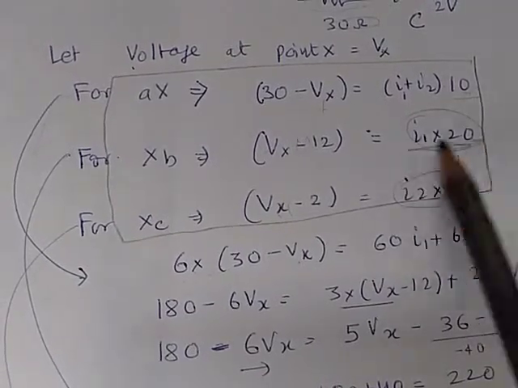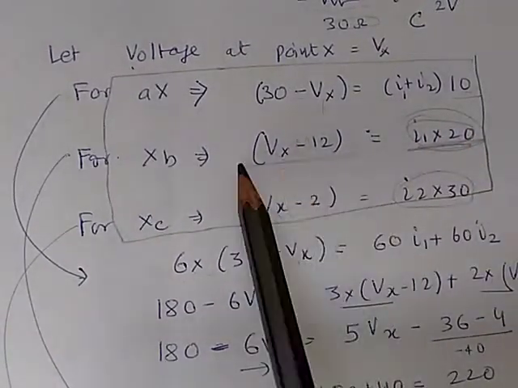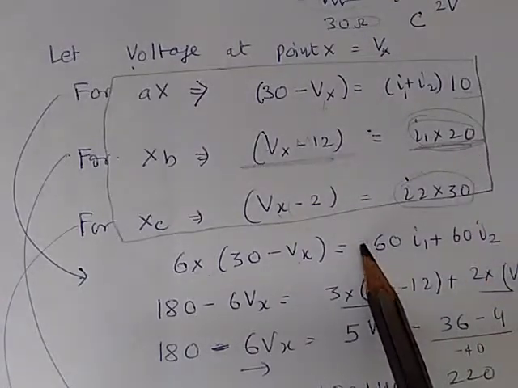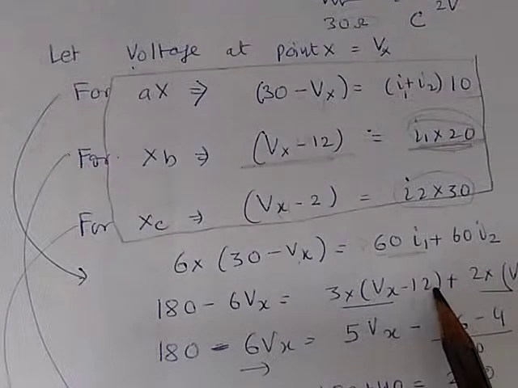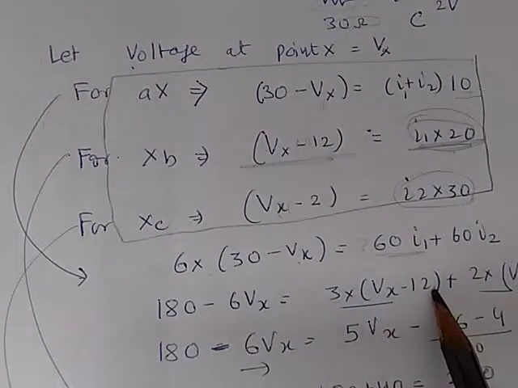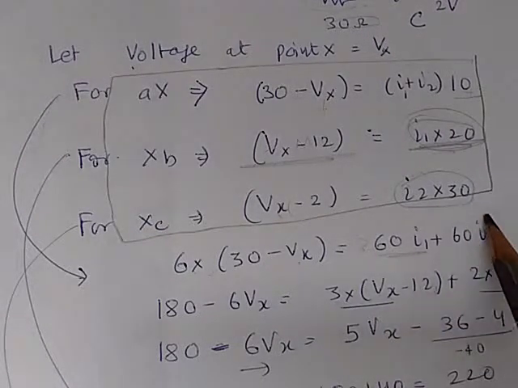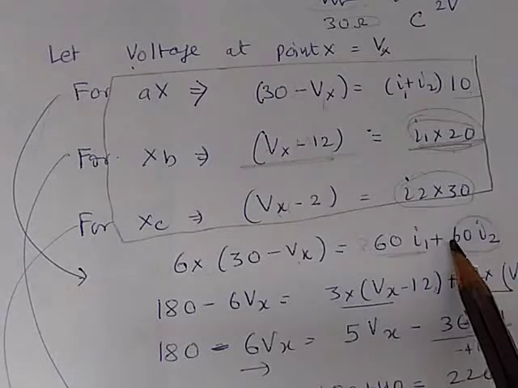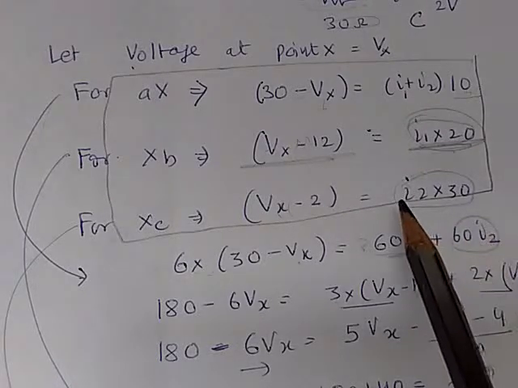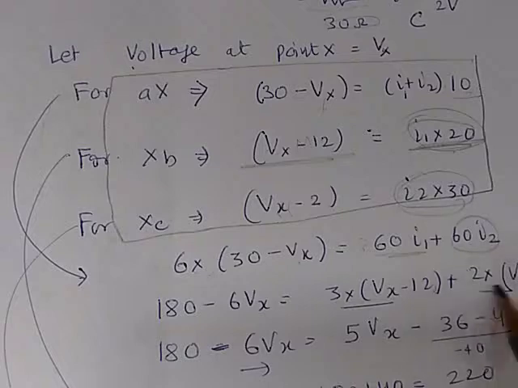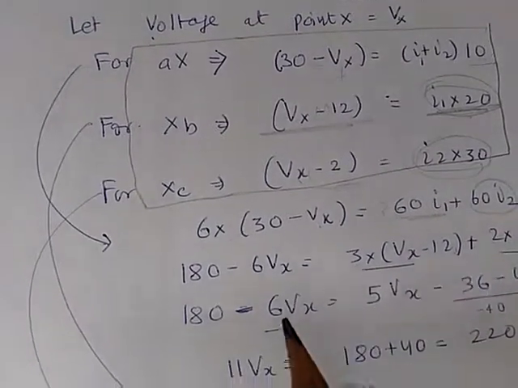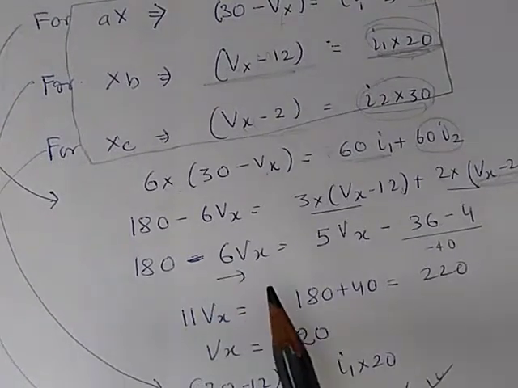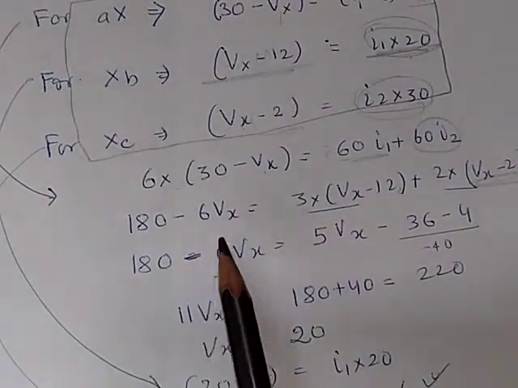Now 20 I1 is equal to Vx minus 12. So we write 3 into 20 I1, and 20 I1 is nothing but Vx minus 12, so 3 into Vx minus 12. In this one, 60 I2, we write 2 into 30 I2. So 2 into 30 I2 becomes Vx minus 2. And then it's just a matter of simplification.